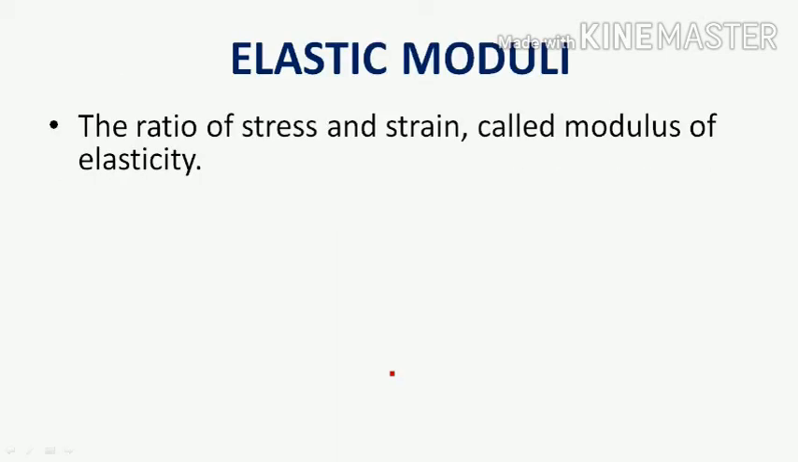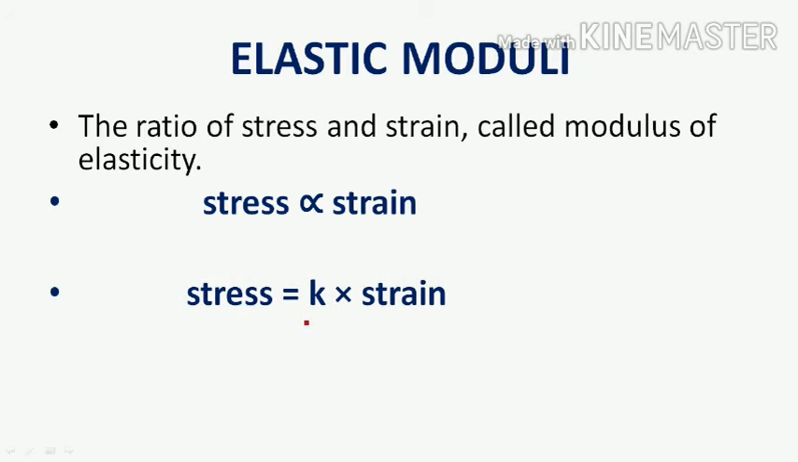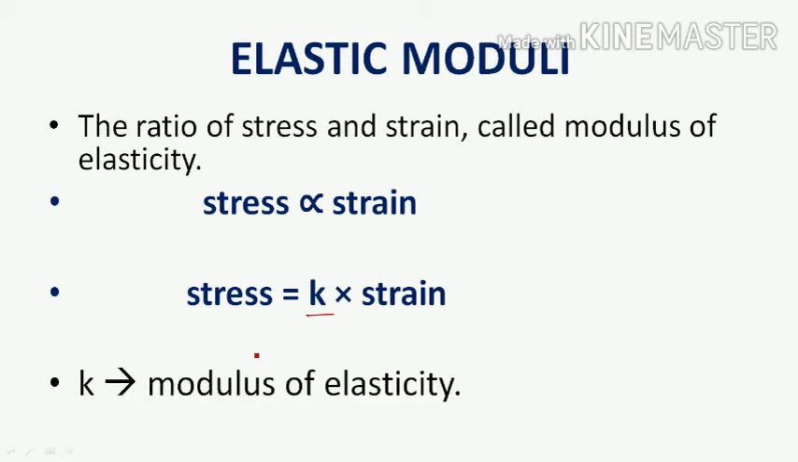Now elastic moduli. We know that the stress is directly proportional to strain according to Hooke's law, so stress is equal to K times the strain. Now this proportionality constant K is known as the elastic modulus. This K is known as the modulus of elasticity, or elastic moduli.